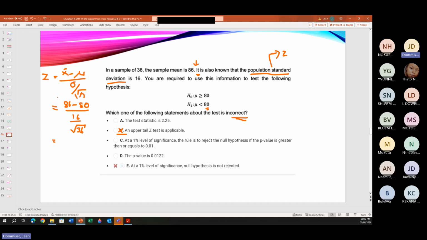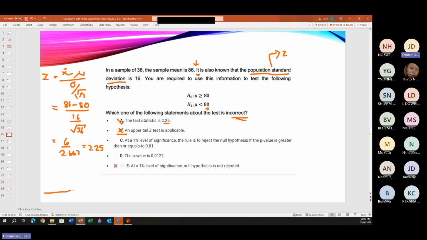So at the top, 86 minus 80 is 6. At the bottom, 16 divided by 6 is 2,667. So if we divide 6 by that, we get 2,25, which is the test statistic. So the test statistic is 2,25. So that is correct. We know which one is incorrect.